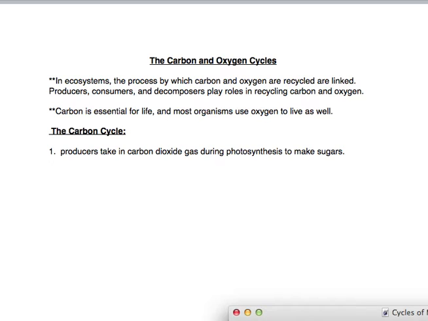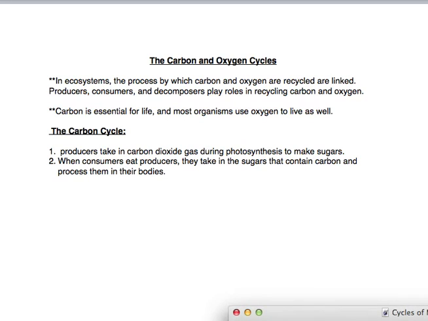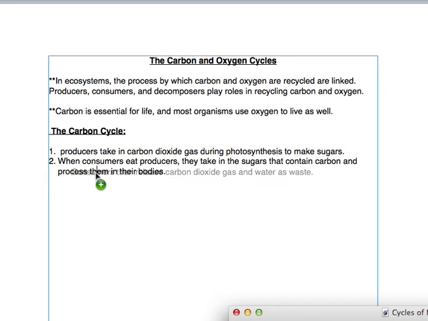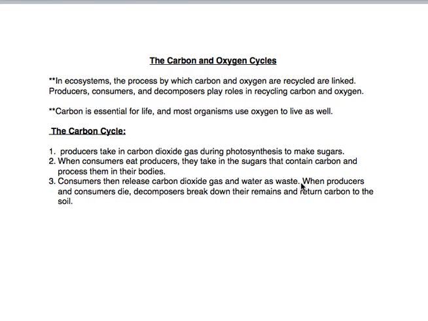When consumers eat producers, they take in the sugars that contain carbon and process them in their bodies. Next, consumers release carbon dioxide gas as well as water back into the air as waste, or back into the environment as waste. So it doesn't always have to be in the air. And then when producers and consumers die, decomposers break down their remains and return carbon to the soil and to the air. So I'm going to actually add "and air." I know this is a little bit confusing.